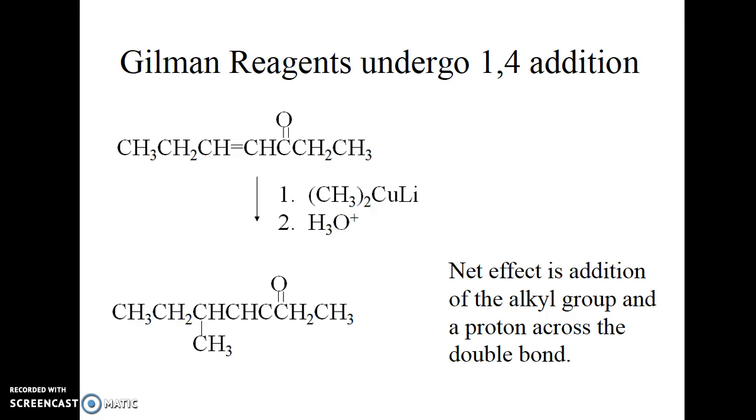Gilman reagents do 1,4 addition also because they don't have a lot of charge concentration on the carbon. And so where do they go? They go to the number 4 carbon. And then when you wash with acid, there's basically an enolate that's formed from the addition of the Gilman reagent to this carbon. You get a negative charge here in conjugation with the carbonyl, and then when you wash with acid, this carbon becomes protonated.